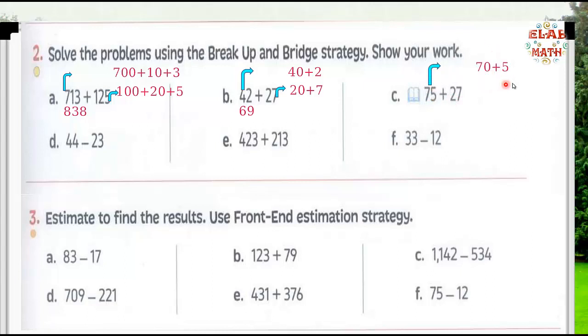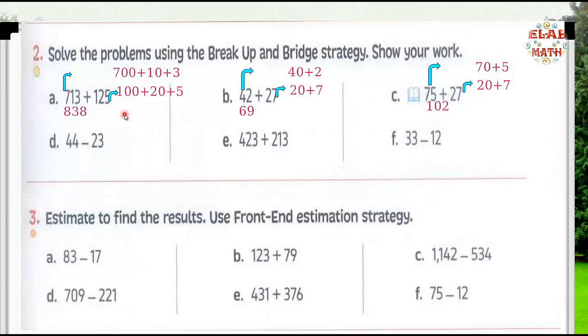75, it will be 70 plus 5, 27, 20 plus 7. Ones with ones. 5 plus 7 equals 12. You can write 2 and carry up 1 here. 70 plus 20 equals 90, or 7 plus 1 plus 2 is 9, and 1 more, it will be 10. 102. Here we have subtraction statement.